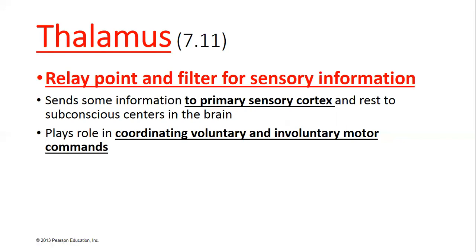Remember, the primary sensory cortex is located on the post-central gyrus of the cerebrum. And basically that just coordinates voluntary and involuntary motor commands. So any sensory information making its way to the primary sensory cortex, or any information making its way from the brain to lower areas like the brainstem or the spinal cord, has to make its way through the thalamus.